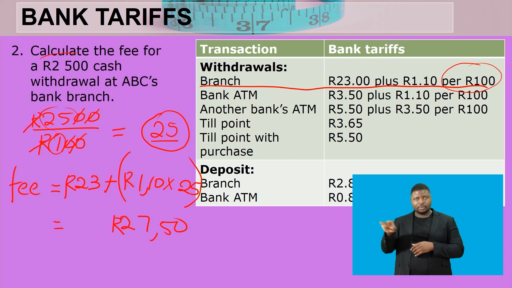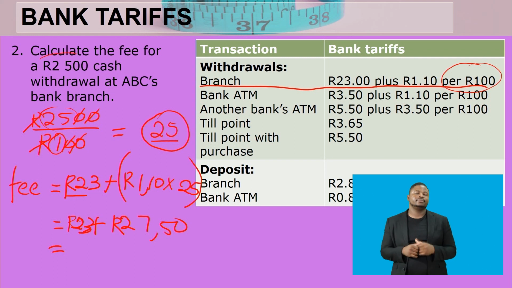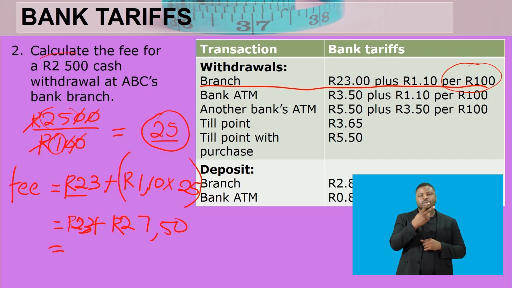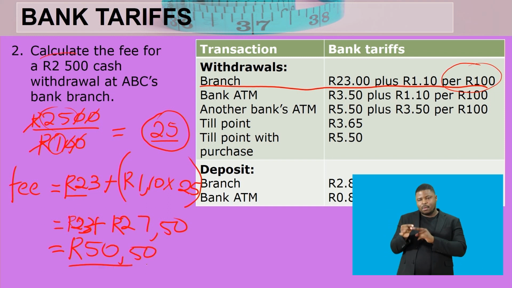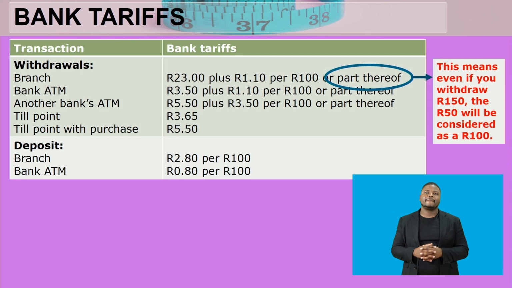It's money, so we must include the Rands. Then you bring down the 23 Rand, which was untouched. Then you add it to the 27 Rand 50 cents, plus 23 Rand. Then the charge will be 50 Rand 50 cents. So it means Zanele will be charged 50 Rand 50 cents for withdrawing 2,500 inside the branch.